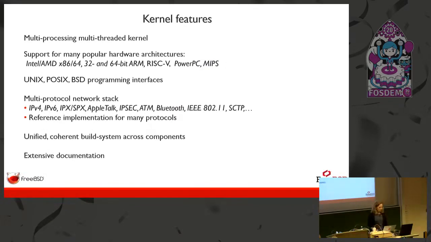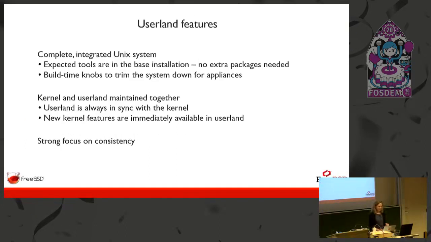I'm highlighting some of the kernel features here. I'm not going to go through each one. It's basically a list of a typical kernel that has to work in this day. The userland features are more what I think sets us apart as far as making it a coherent system, that our userland is developed and tested and integrated with the kernel from our community. So it's one group of people that are working on all of this. And so it's very consistent, coherent, and integrated.